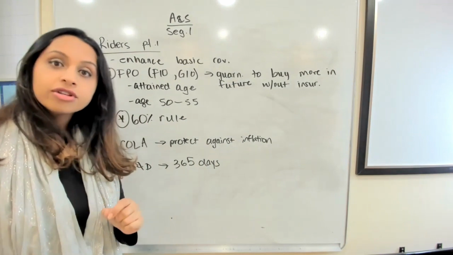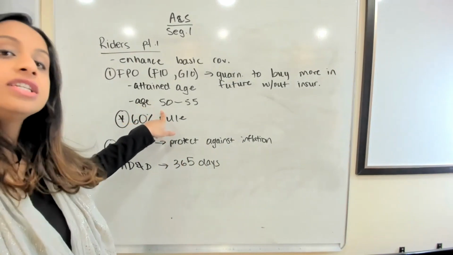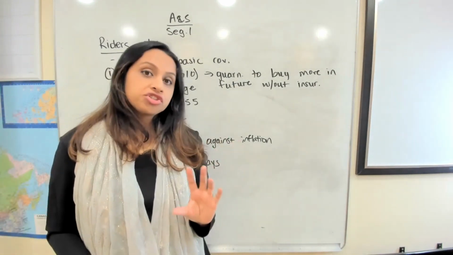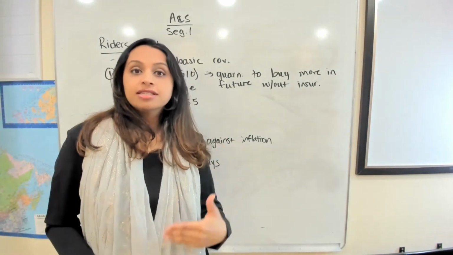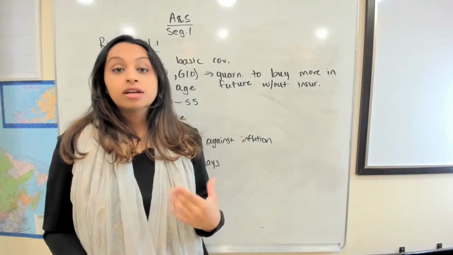One of the things to know about this rider, one of the limitations, is that it falls off around age 50 to 55. Depending on which insurance company the policy is with, it might be around 50 or 55, but it's not a rider that will stay on in the long term, right?